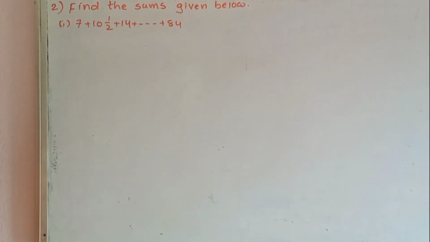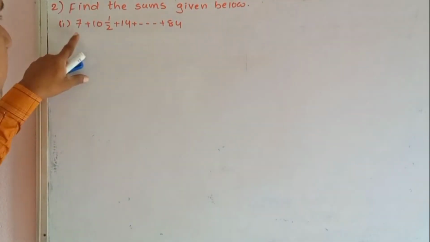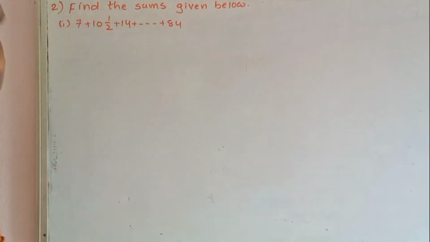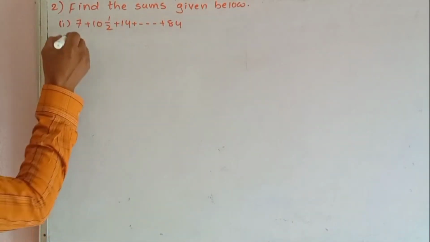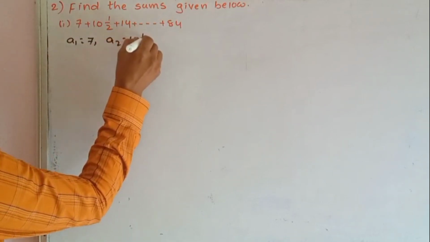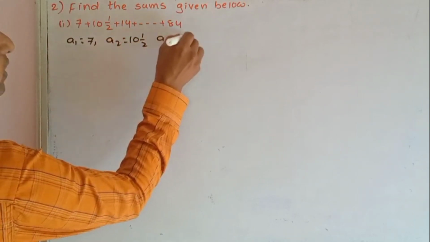Progressions, exercise 7.3, problem 2. Find the sums given below. First one: 7 plus 10 and a half plus 14 plus so on, up to 84. Okay. So here A1 equals 7, A2 equals 10 and a half, A3 equals 14. Okay.